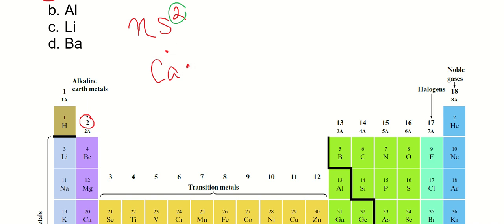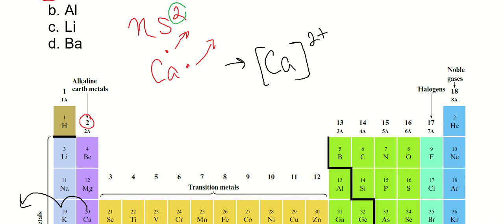Right, it's a metal. Metals will tend to lose those valence electrons, and by doing so, it'll become a 2 positive cation. But when calcium loses those 2 electrons, it's going to look like argon. All right, it has achieved the octet rule.